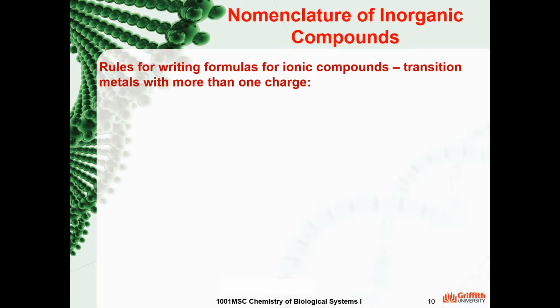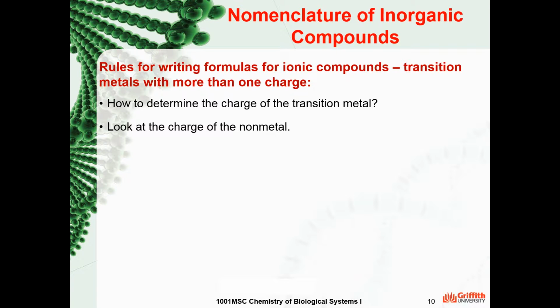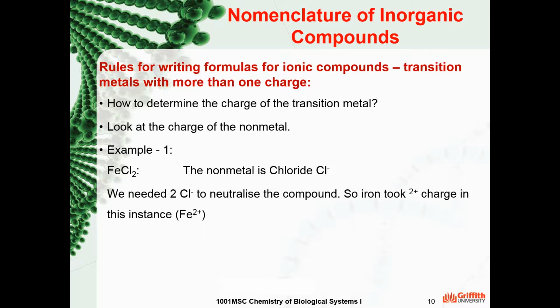The main task when naming those compounds is to determine the charge of the transition metal. And to do that, we need to look at the other element, the non-metal, in the compound. An example is FeCl2. The non-metal is chloride in this compound. As the chloride ion has a -1 charge, we need 2 atoms to make the compound neutral. Therefore, the iron ion has a +2 charge in this case. So we reflect that in the compound name by including the Roman numeral for 2, and consequently the name of the compound is iron(II) chloride.